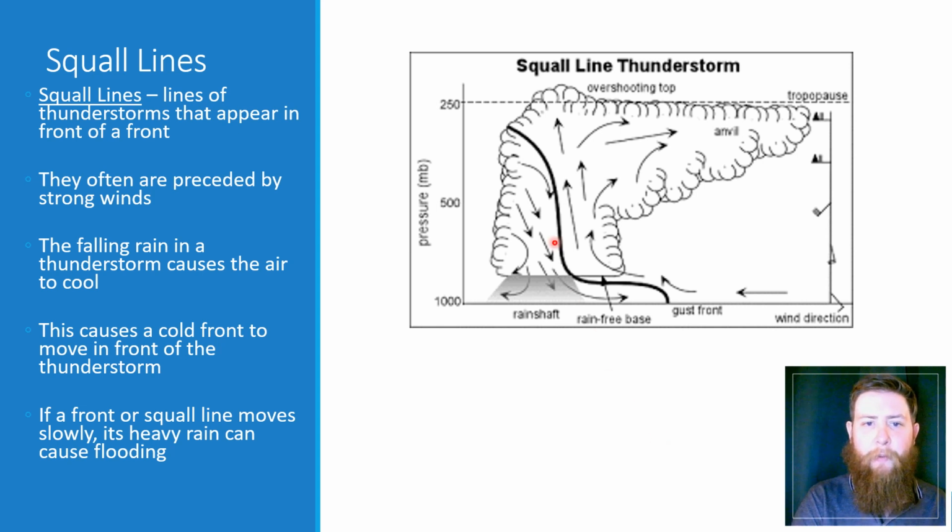If this is moving really slowly, we're getting a lot of rain in one area, because this constant bringing in of warm, moist air is going to constantly fuel this precipitation in the back. So if this happens over a long period of time and this storm doesn't break, we can get over precipitation and start to get flooding.